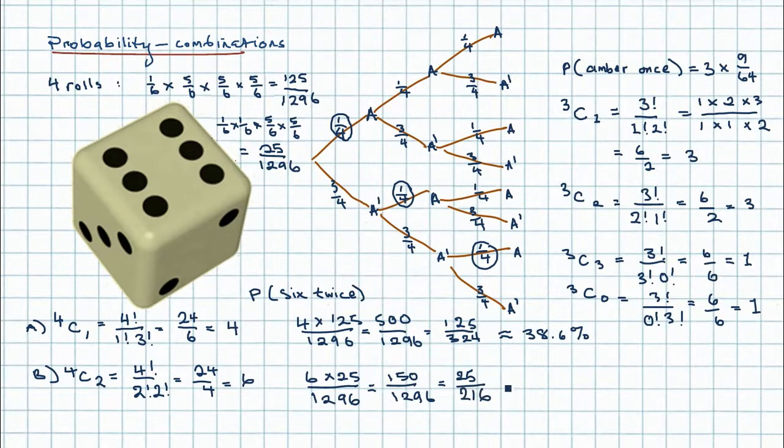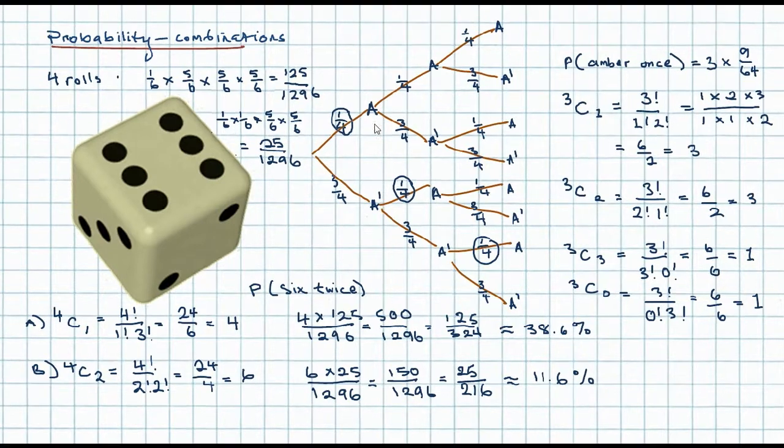out of 216. And again, to give a sense of that, if I press my SD button and work out the percentage, I've got 11.6%. So far less likely that I'm going to get 2 6s than it is that I'm going to get 1. And that intuitively makes sense.